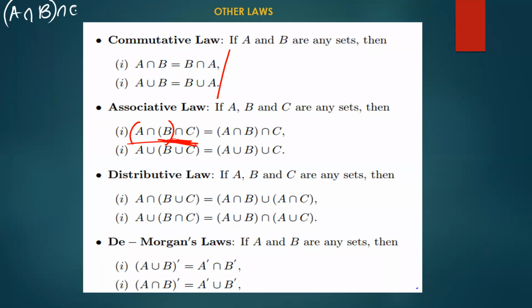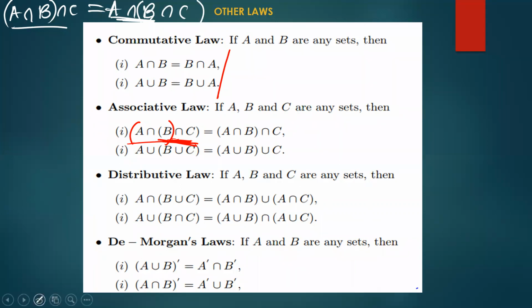When you change the position of the brackets, the answers that you're going to get will be the same. So you also have A intersection B intersection C. If you put the brackets this time on B and C, the answer that you're going to get this side will still be the same answer that you get on this other side.